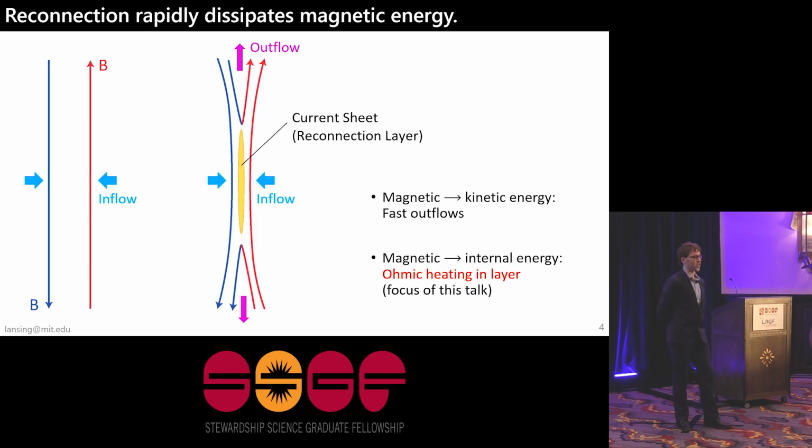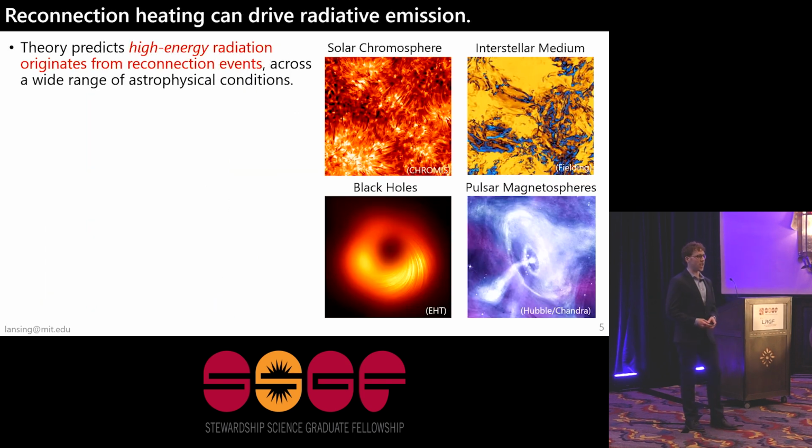In this way, reconnection is an energy dissipation mechanism. We convert magnetic energy into kinetic and thermal energy. And my talk will be focusing on the effect of ohmic heating, reconnection heating, and the consequences therein. In particular, reconnection heating can drive strong radiative emission from a variety of astrophysical plasmas, such as those that you see here on this slide. There's a lot of theoretical predictions that high-energy X-rays originate from reconnection events that are happening constantly in these media.